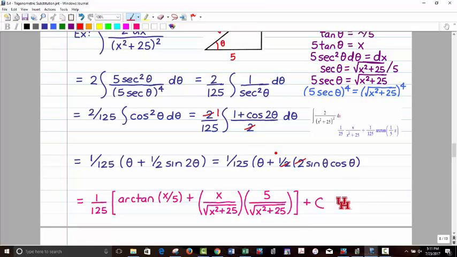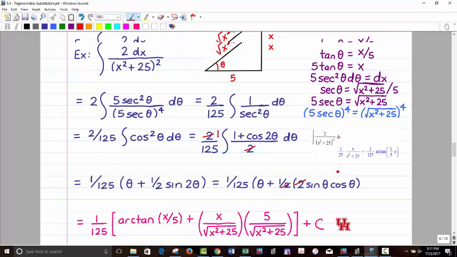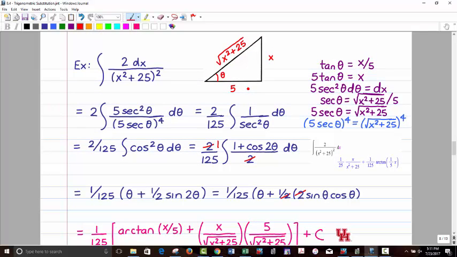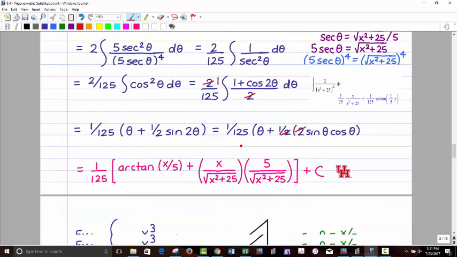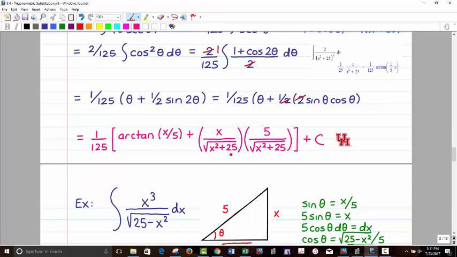So we have sine times cosine right here. So there you go. Sine is x over the radical. Cosine is 5 over the radical. Multiply those together. It's possible you might have to combine those two radicals together into x squared plus 25 as a single denominator. So it would be 5x over x squared plus 25.